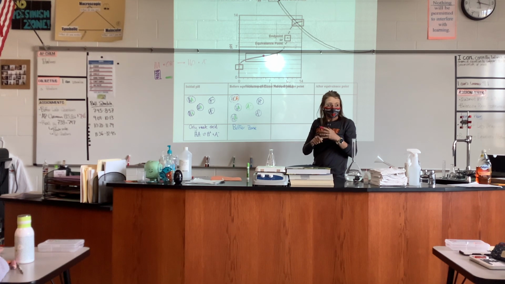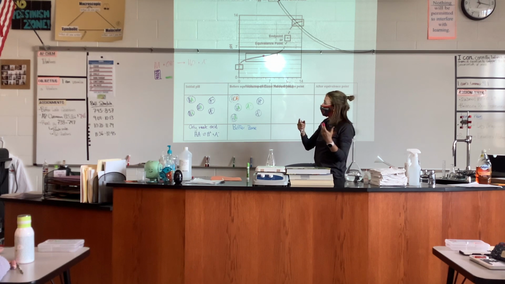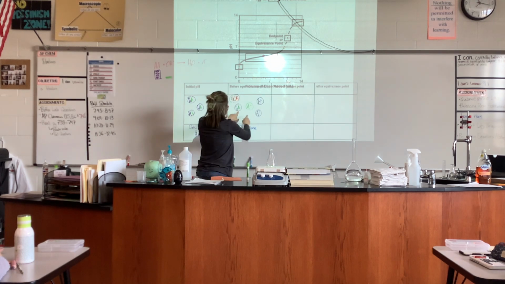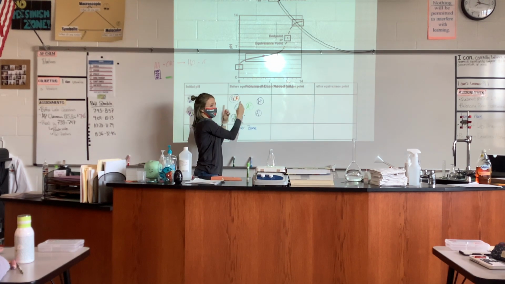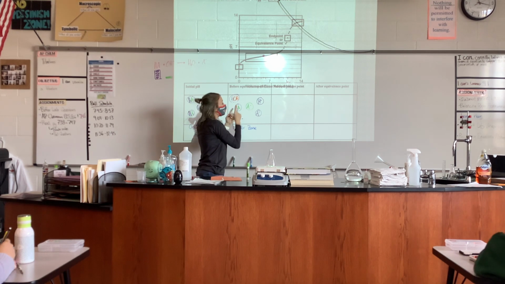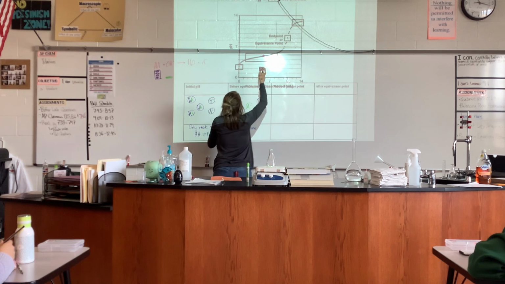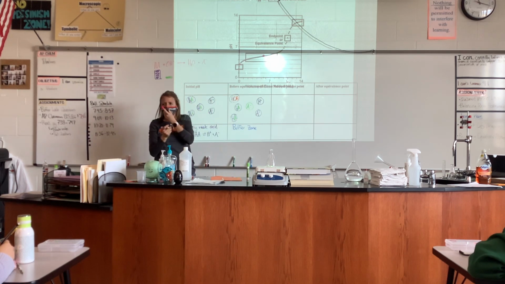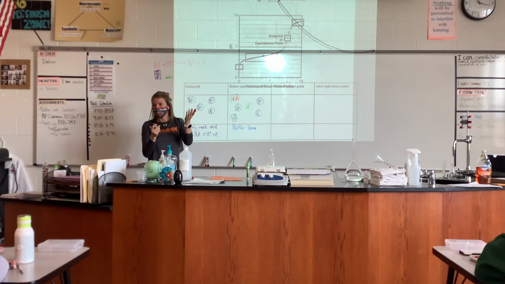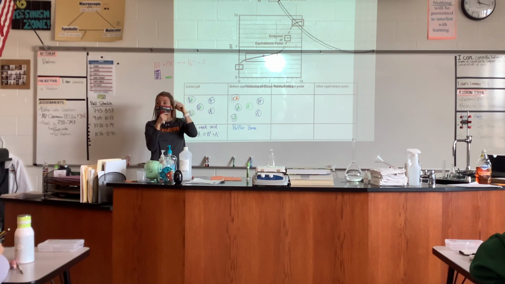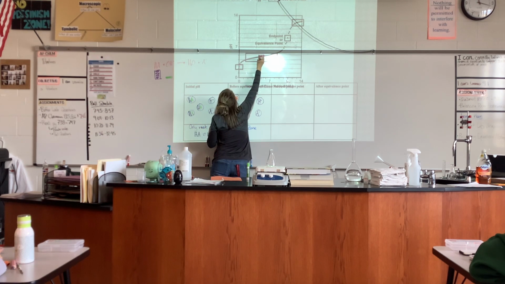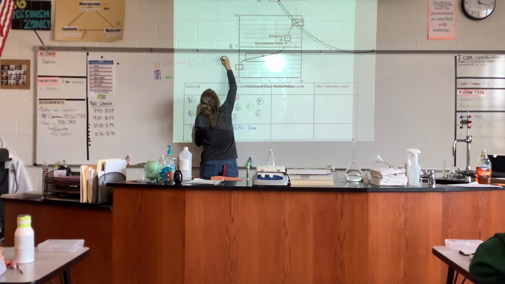Is that the perfect buffer zone? It is the very middle of the buffer zone, yes, because it's the point at which HA and A minus would be perfectly equal in ratio. And what that tells you, because of the Henderson-Hasselbalch equation, is if you take the log of 1, what do you get? Log of 1 is 0. And so when the ratio is 1:1, this point right here, if you track it over, equals 0.